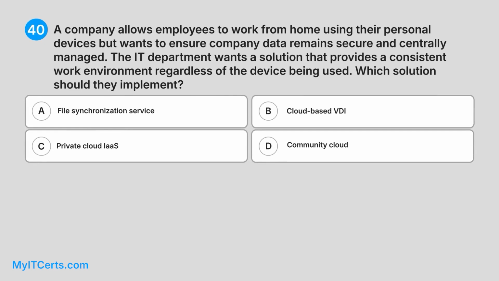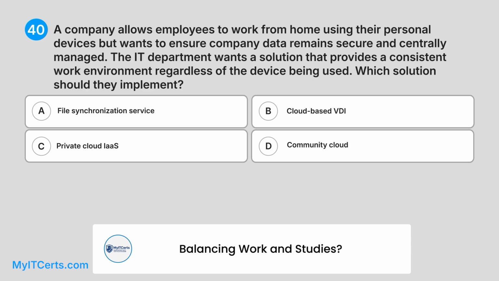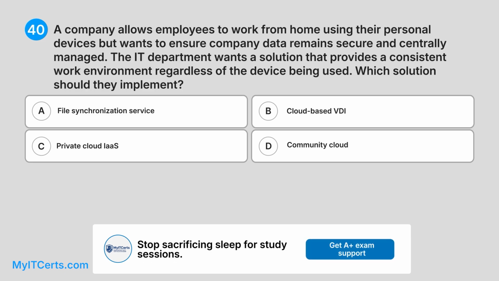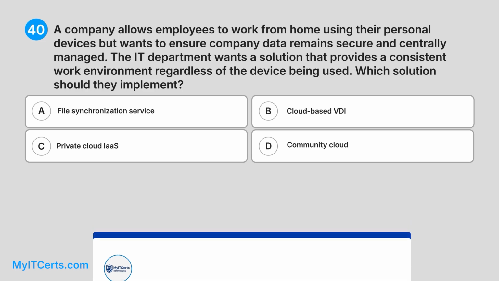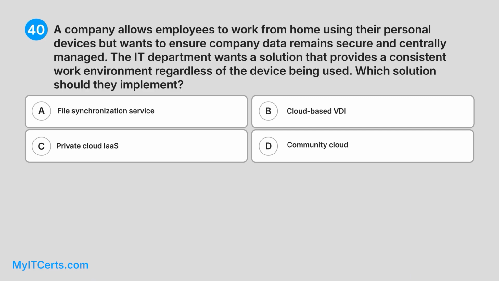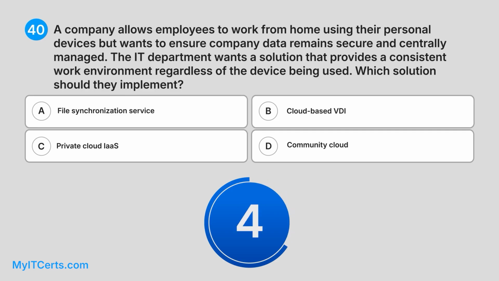40. A company allows employees to work from home using their personal devices, but wants to ensure company data remains secure and centrally managed. The IT department wants a solution that provides a consistent work environment regardless of the device being used. Which solution should they implement? A. File synchronization service. B. Cloud-based VDI. C. Private cloud. D. Community cloud. Can you guess the answer?